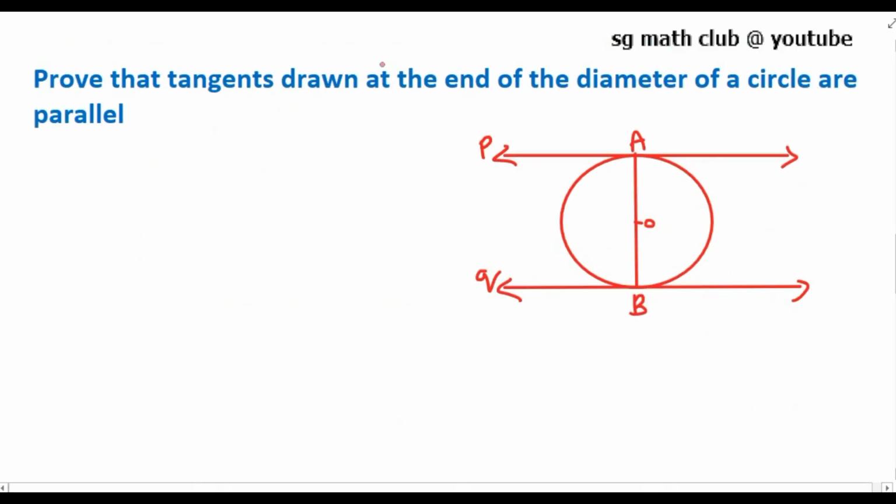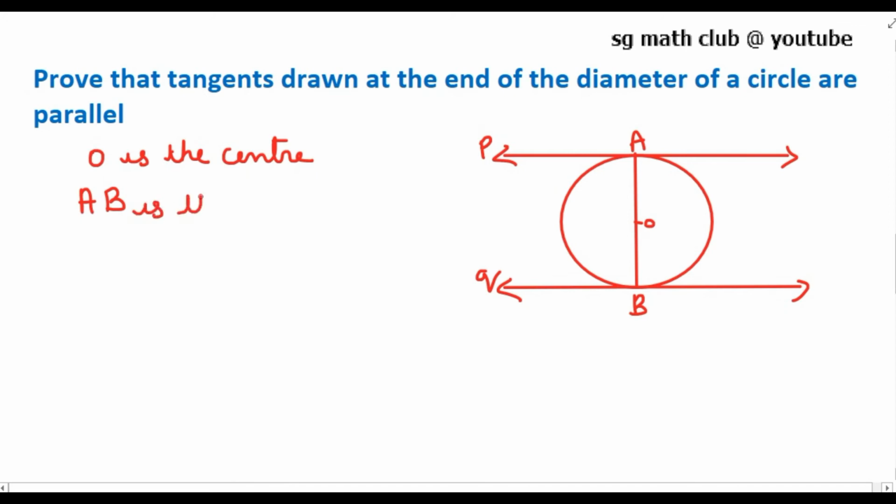Next, prove that tangents drawn at the ends of a diameter of a circle are parallel. Here O is the center of the circle, and AB is the diameter of the circle. A diameter is the longest chord passing through the center of the circle. A chord means the line segment joining any two points on the circle.